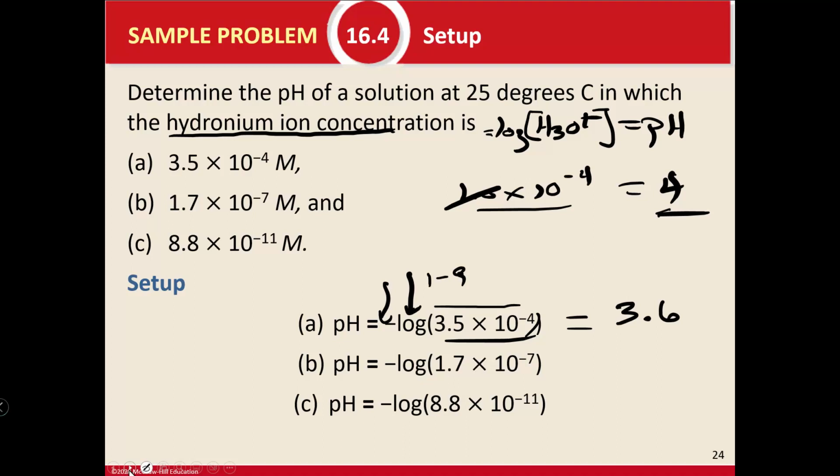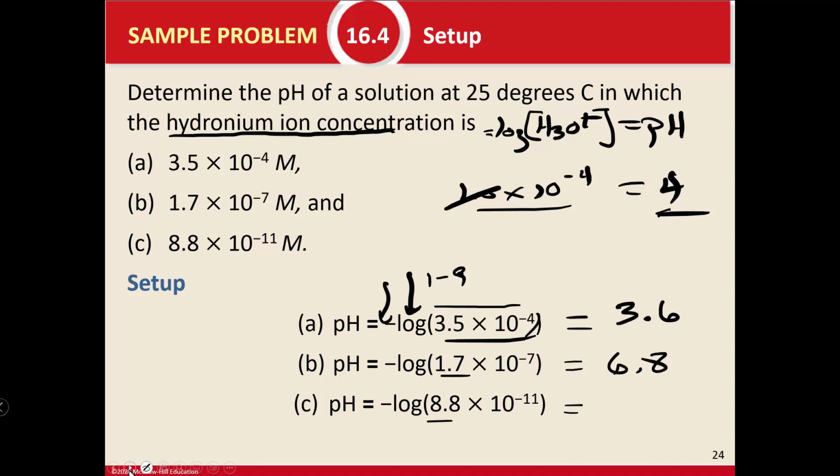Same thing here. This is even less. So we know 1 times 10 to the negative 7th would be a pH of 7. This is 1.7. So I'm going to guess it's going to be high up on the higher end, right? So I'm going to say 6.8 or something like that. And then this one, it's almost 1 times 10 to the negative 10th. That's almost there.